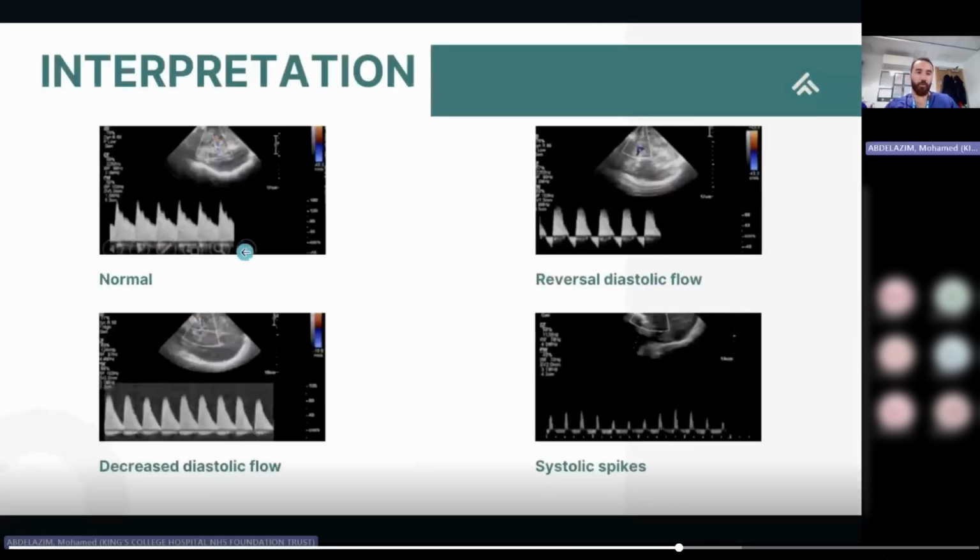Again, here's a normal, beautiful TCD waveform with a beautiful peak systolic flow velocity and then slow deceleration of the diastolic phase, and then here decreased diastolic flow. Here you've got reversed diastolic flow, while here you only have some systolic spikes, in a brain dead patient, obviously.